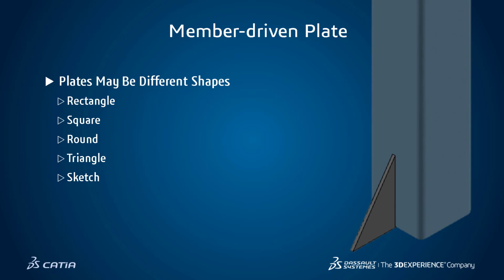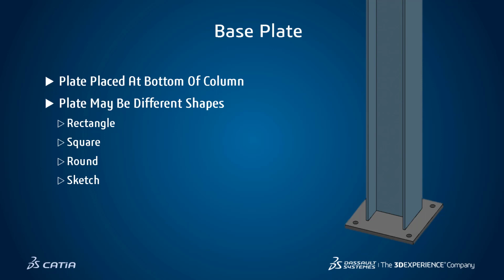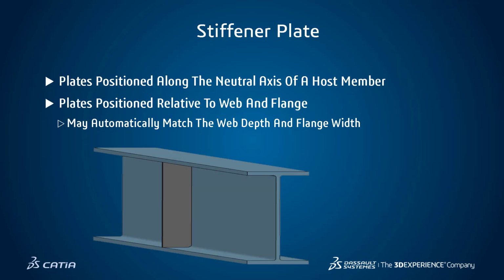These member plates can come in different shapes. There's rectangles, squares, rounds, triangles, or can be based on a sketch. They can be chamfered as well and can become gusset plates. They can act as base plates. And here we see it with chamfered edges as well.